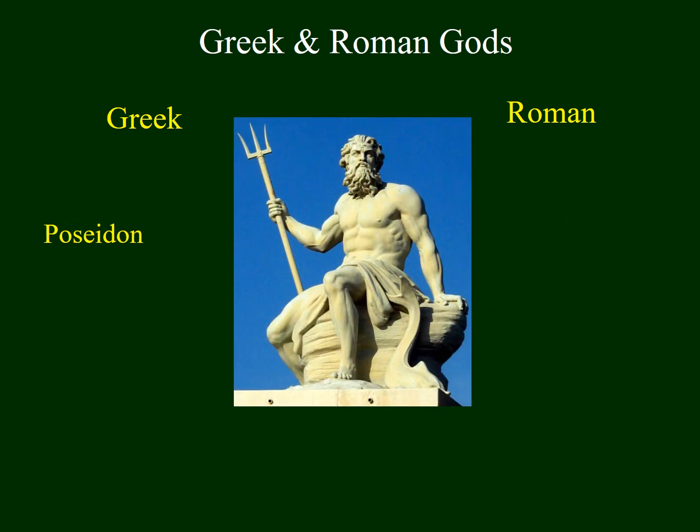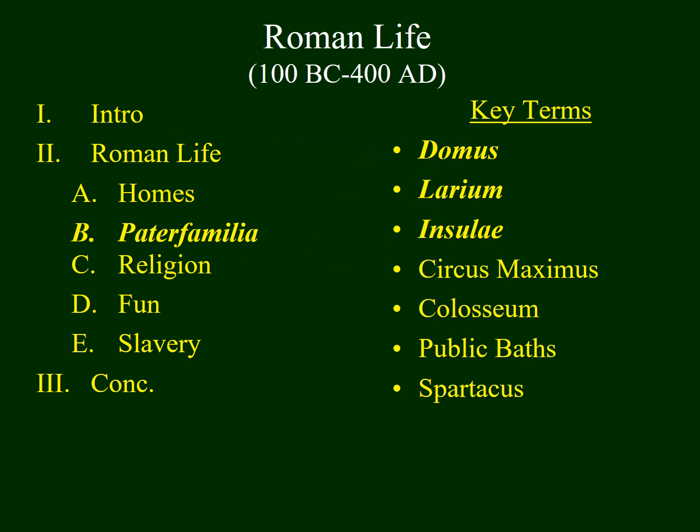I wanted to mention one additional Greek god. This is the god Poseidon. The Romans renamed him Neptune. There are many things people do today to provide themselves with entertainment and fun. We'll look at what the Romans did next.